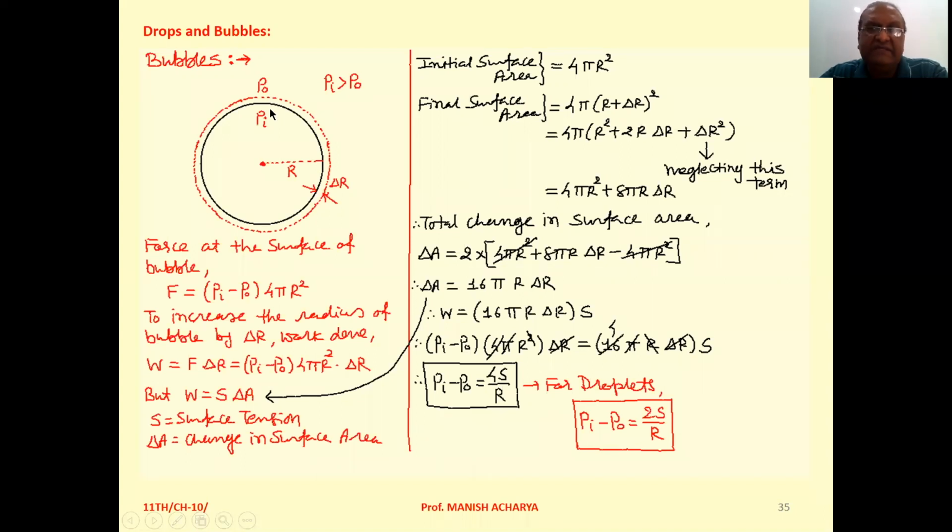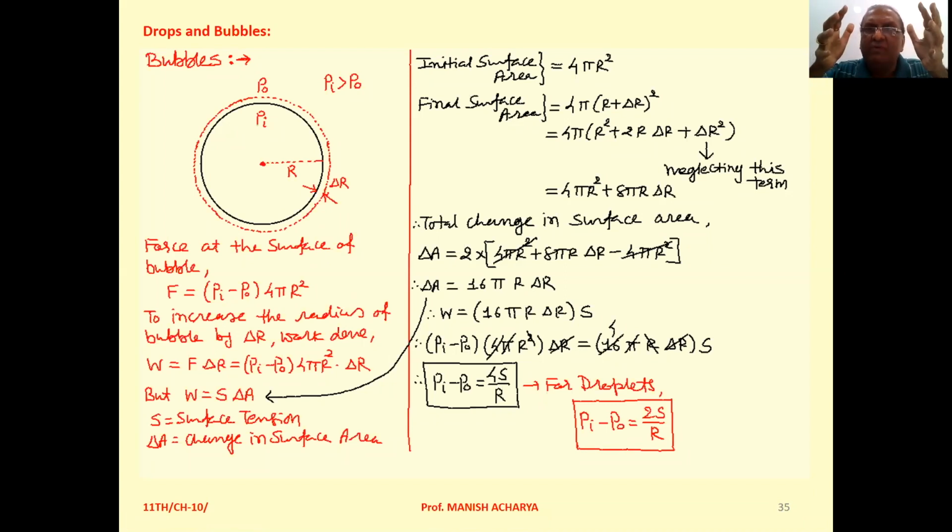So at the surface, the force acting is pressure into area. So Pi minus Po into 4 pi r square. This is the force at the surface of the bubble. Now suppose we want to increase the radius of the bubble by delta r.